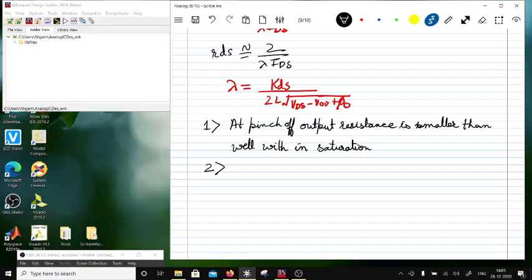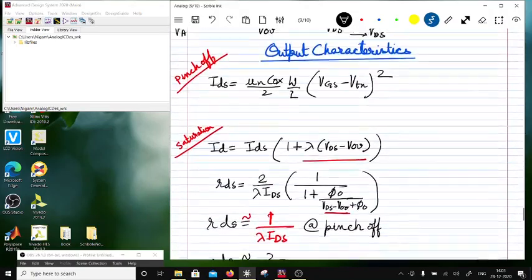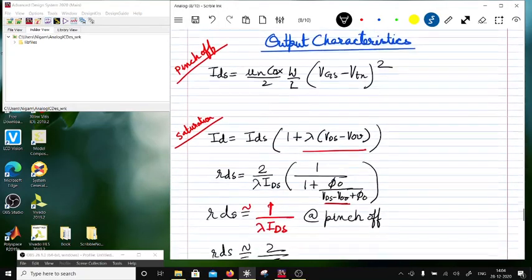Second thing I want to conclude is RDS goes up if you bias down the transistor, or if your overdrive is small. So RDS is going to be large. And this you can see in this curve, right? The slope for VGS2 is smaller than the slope for VGS1, and the inverse of slope is the resistance, right?